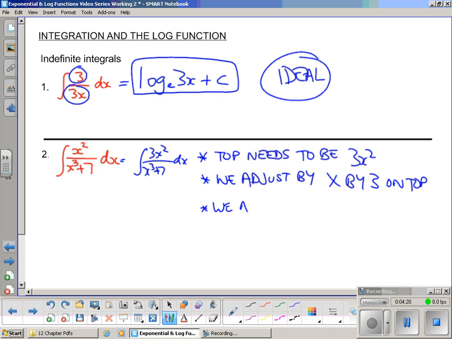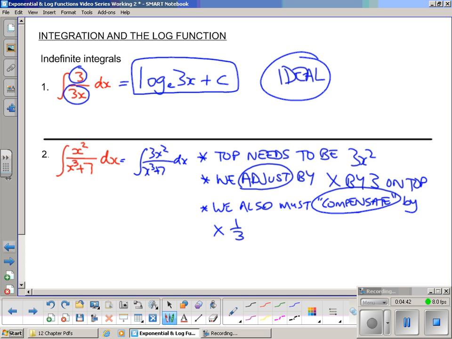We also must, well, here's the word, adjust. I'm going to use the word compensate. We've multiplied the top by 3, and here we're going to compensate by multiplying by 1/3, because 1/3 times 3 ends up being 1. So if we multiply something and then find 1/3 of it, we're back to the beginning really. All we're achieving is changing the format of this into a more ideal process. Okay, we must, and we'll do that out the front.